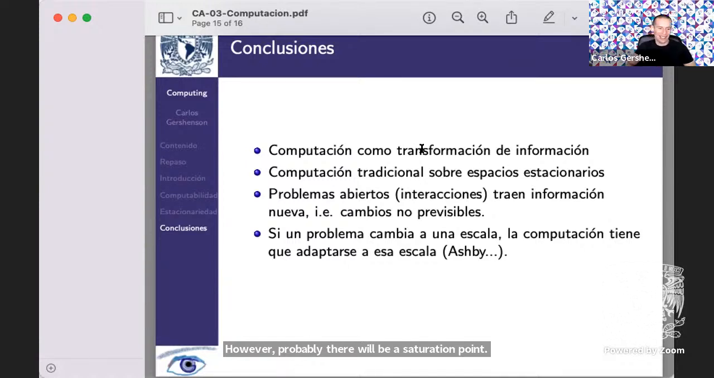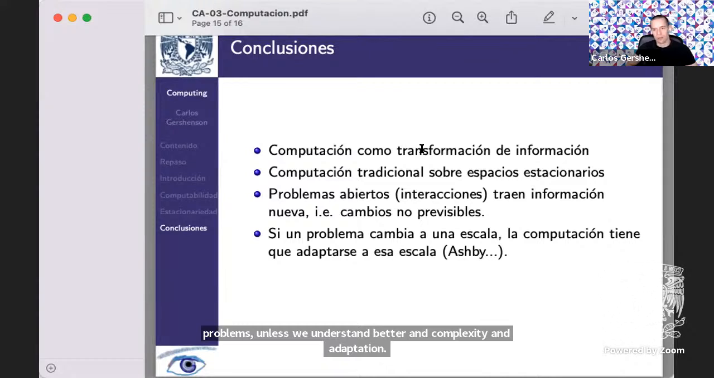And we are having problems in managing current complexity. So even if complexity were not increasing, we would be in trouble because we don't have proper solutions to deal with complexity. But since not only we have very high complexity, but it's increasing, we can foresee that our solutions will become less and less effective for dealing with complex problems, unless we understand better complexity and adaptation and self-organization and all the concepts that we'll see in this semester.